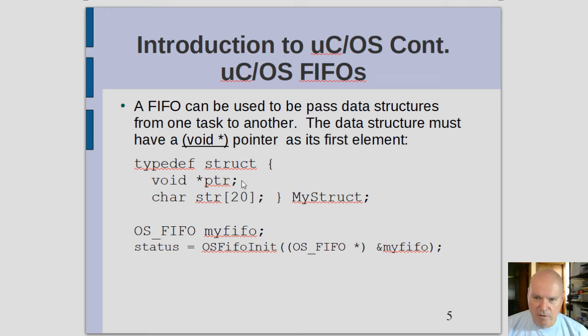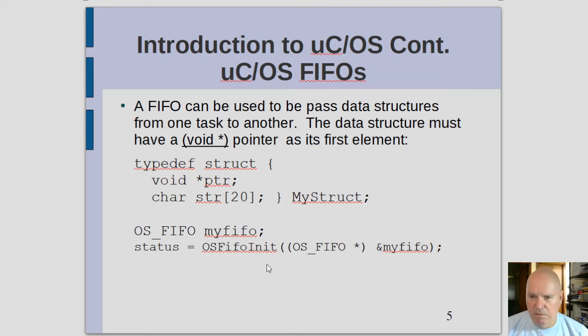And then after that first element in the struct, then you can have any number of data elements. Here I have a 20 element char array, but you could have then ints and floats, a much more complex data structure. So the advantage of a FIFO over a queue is it allows you to pass more complex data, but again, keep in mind that the data isn't actually copied like with an RTEMS queue.